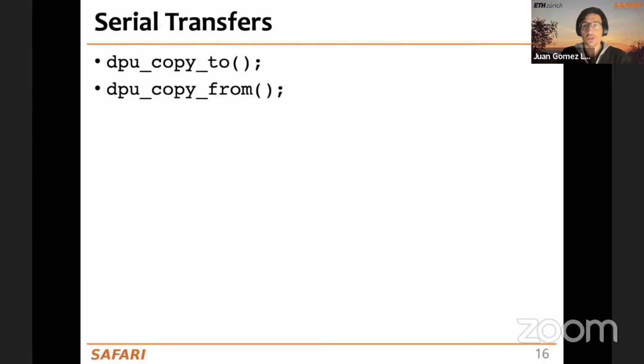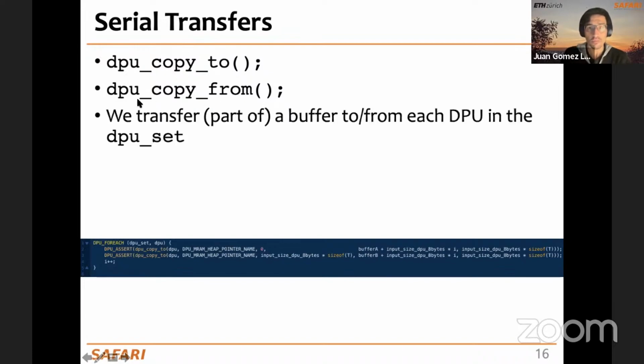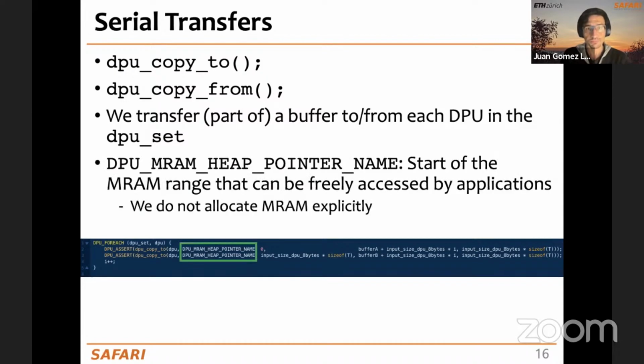Okay, so let's start talking about the serial transfers. What's the way of doing these serial transfers? We have these two APIs, DPU copy to and DPU copy from. As you can imagine, these are to transfer to one DPU or from one DPU. So DPU copy to copies from the main memory of the CPU to one MRAM bank. DPU copy from performs the data movement in the opposite direction.